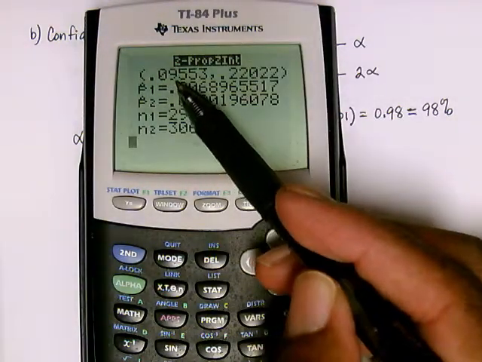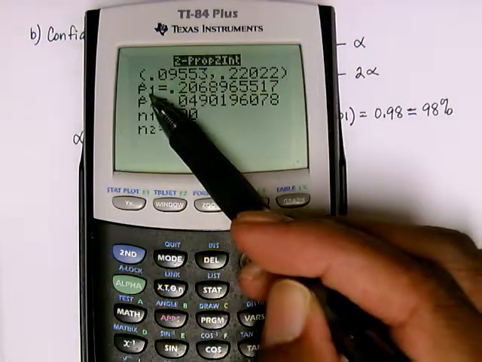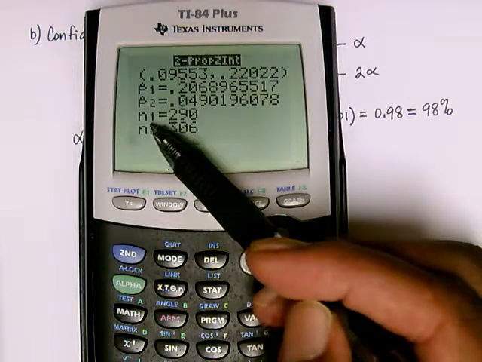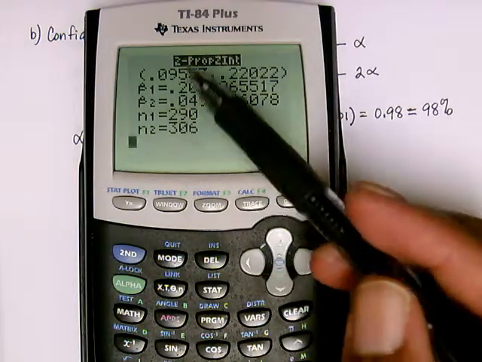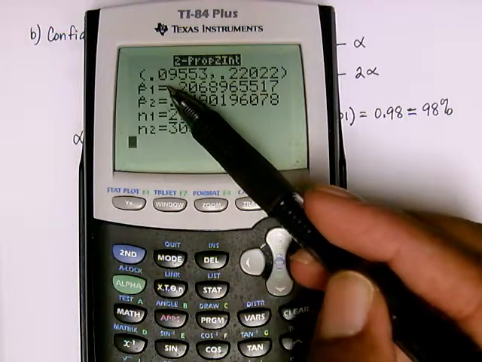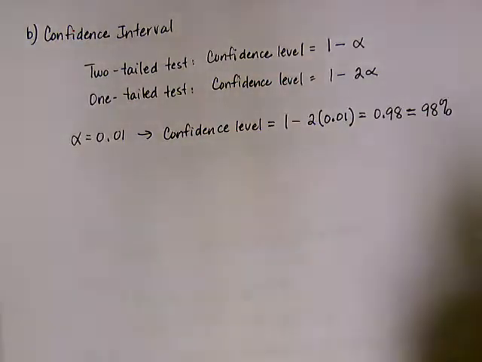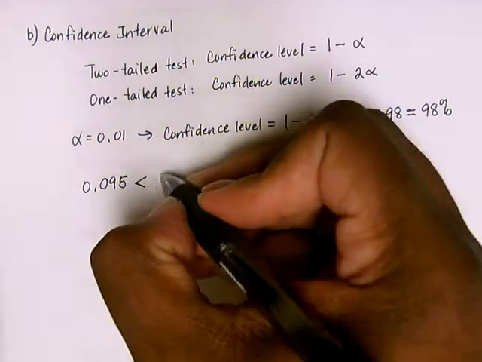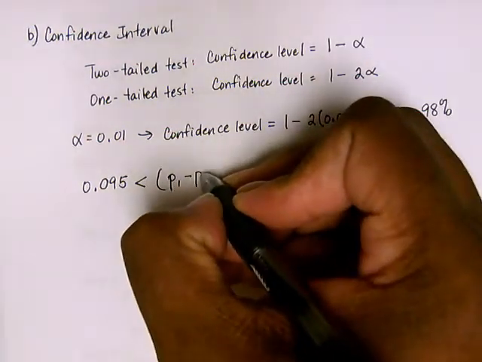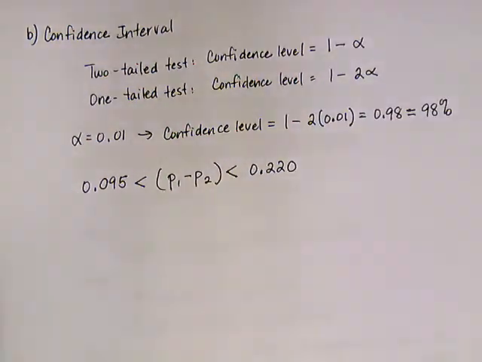Now, those decimal values in the parentheses represent your confidence interval. Then we have p hat 1, p hat 2, n1, n2. We're going to round those confidence interval limits to 3 decimal places. So my lower limit will be 0.095, my upper limit will be 0.220. So here's the confidence interval: 0.095 is less than P1 minus P2, and less than 0.220.